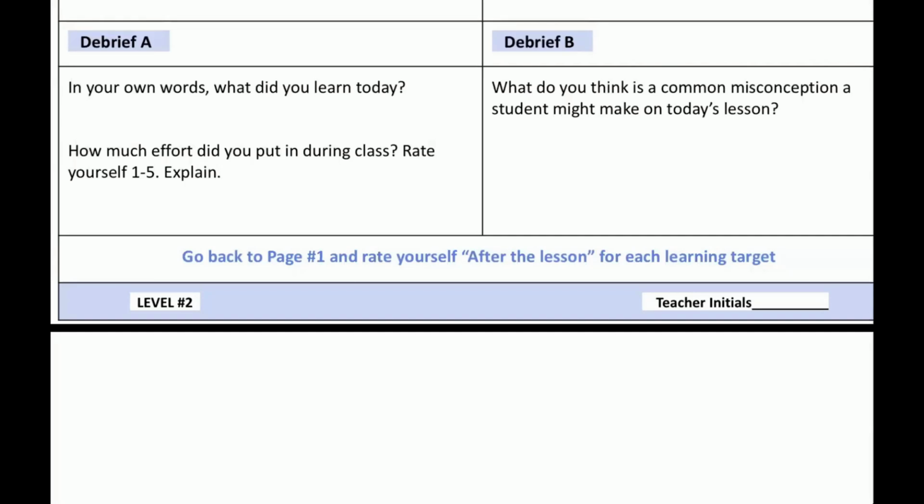To close out today's lesson, make sure to complete the debrief. In your own words, what did you learn today? How much effort did you put in during class? Rate yourself, with 1 being the lowest effort, 5 being the highest, and explain. What do you think is a common misconception a student might make on today's lesson, or a common mistake? Once you've answered our debrief questions, at the beginning of today's lesson, we rated ourselves on our learning targets 1 through 5. Now that we've finished, you're going to rate yourself after the lesson on page 1. 1 is the lowest, the least confident, 5 is the most confident. And then, of course, don't forget to get your teacher's initials if that's the directive they're giving.